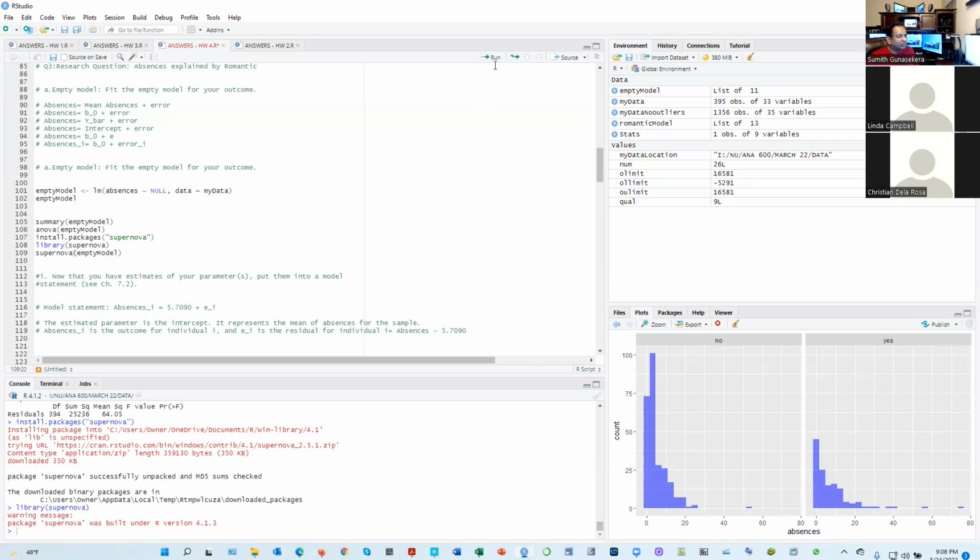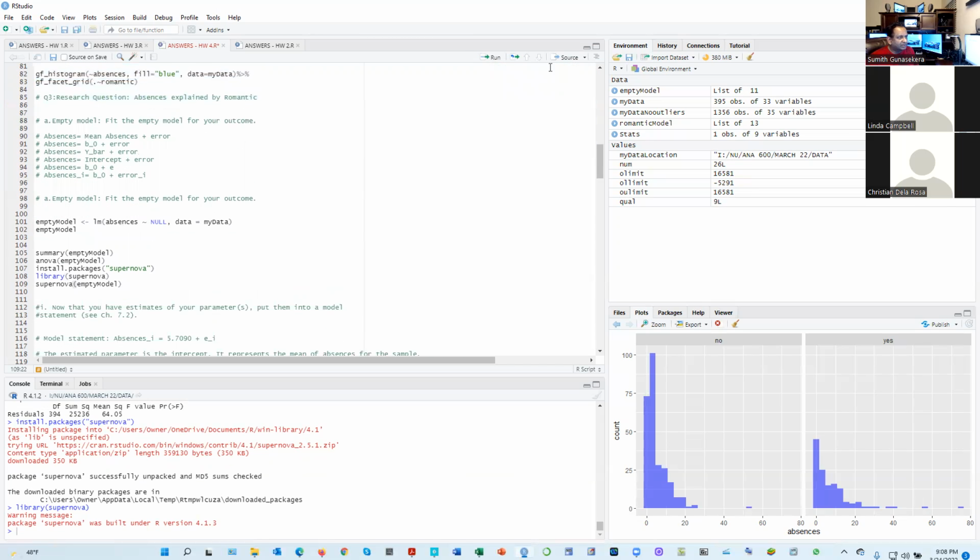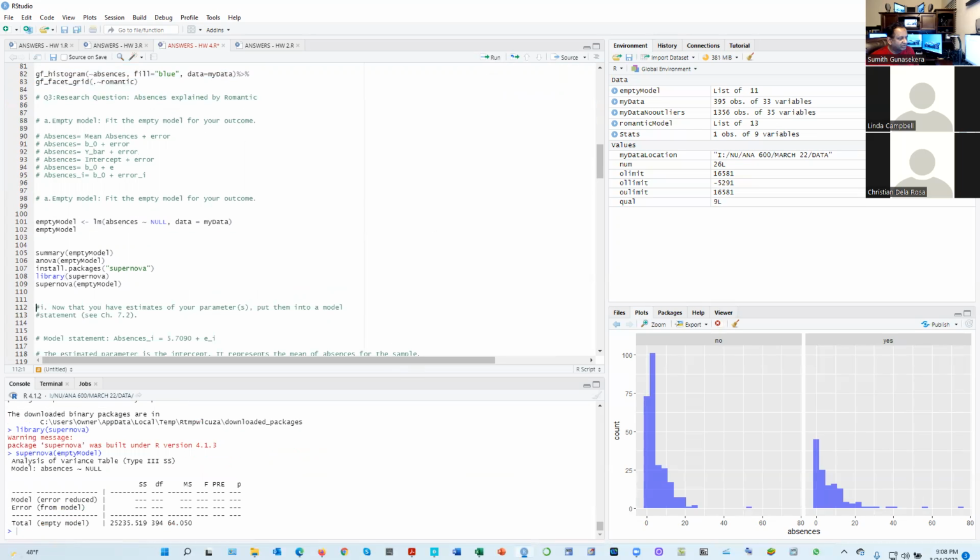Okay, let's go to supernova. See, this will very nicely display everything. So we don't have an F. F is nothing but mean squared model over mean squared error. There's no such thing here. Only the mean squared error. Mean squared total is nothing but the sum of squared error.